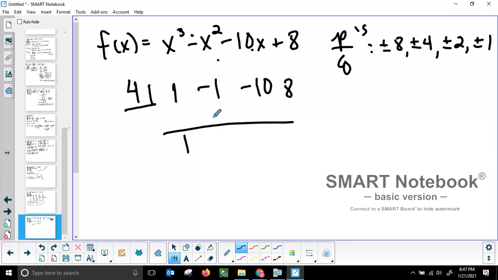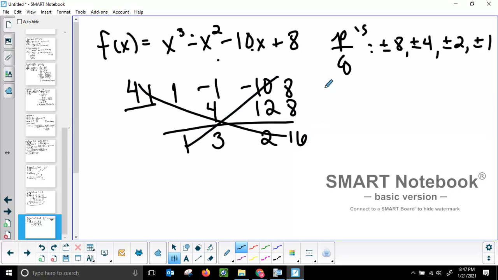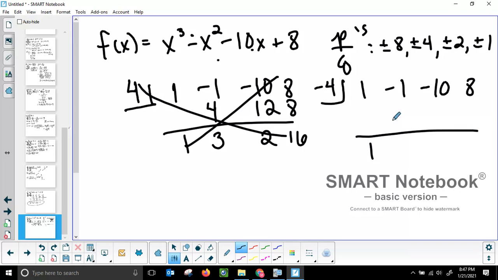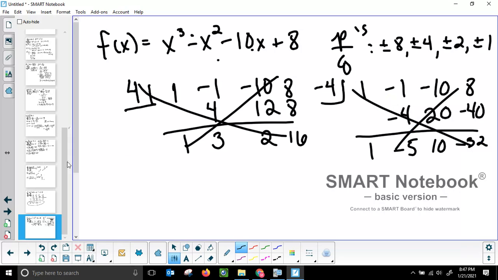So we have 1, 4, 3, 12, 2, 8, 16. Nope, that does not work. Let's try negative 4. 1, negative 1, negative 10, 8. So we get 1, negative 4, negative 5, 20, 10, negative 40. Nope. That does not work.